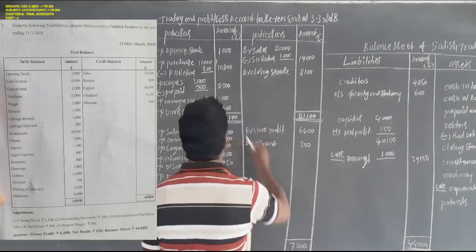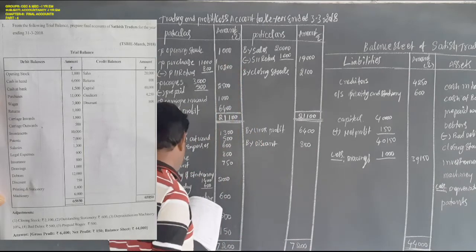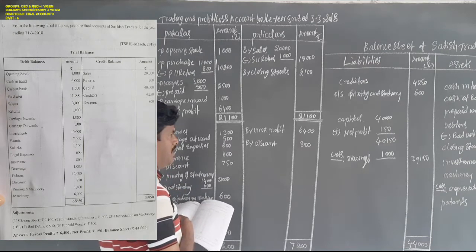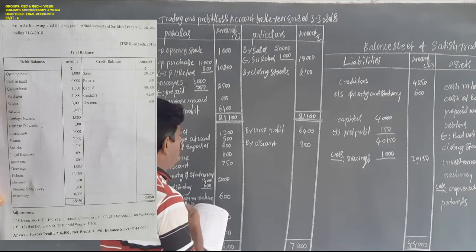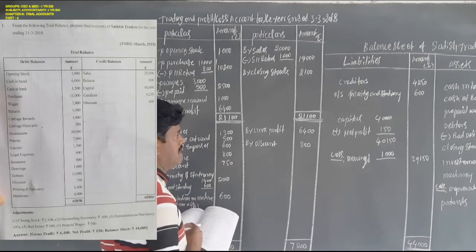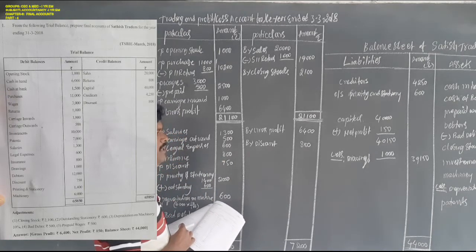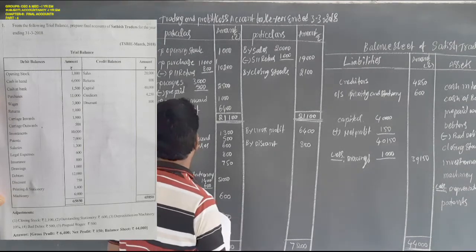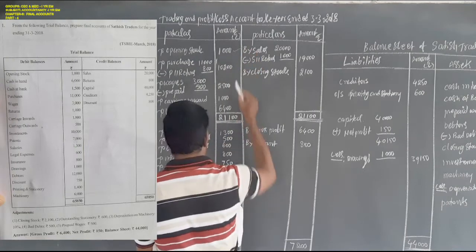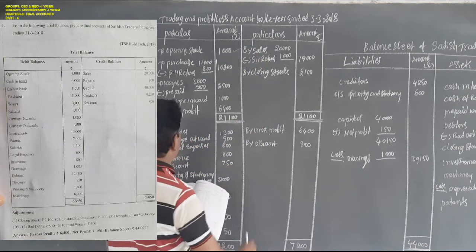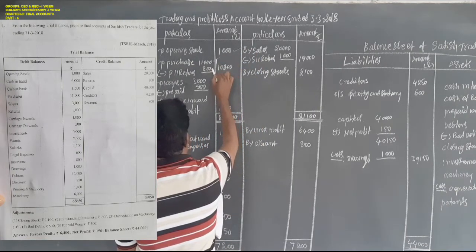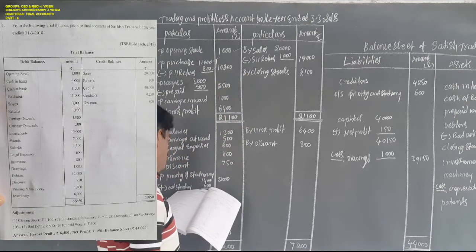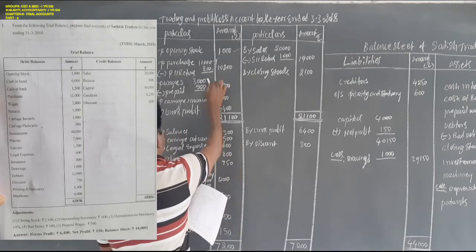Opening stock, this is the opening stock. Next, first you have to record trading account related aspects, then go to P&L account, then go to balance sheet. This is the scenario we must remember at the time of preparing final accounts. Okay, opening stock and purchases is 11,000. Purchase returns on credit side 800 rupees. So 10,200 rupees. Next, wages 3,000 rupees.